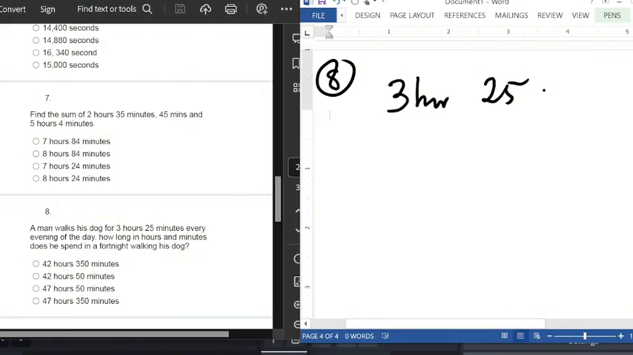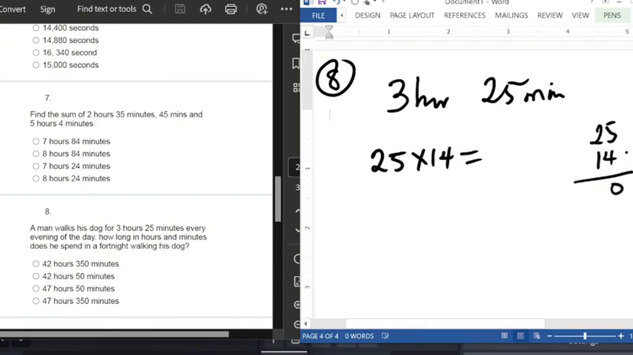So what we're going to do, we are going to do it separately. So let's first of all look at the minutes. So how many minutes? 25 minutes for 14 days, that's 25 times 14. That's what we're going to do first, before we go to hours. So 25 times 14. So this is 20 carry 2. So this is 8, that is 10. That is 5, 2. So that is 0, 5. 350 minutes.